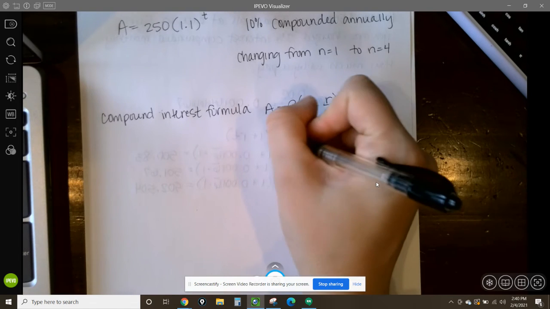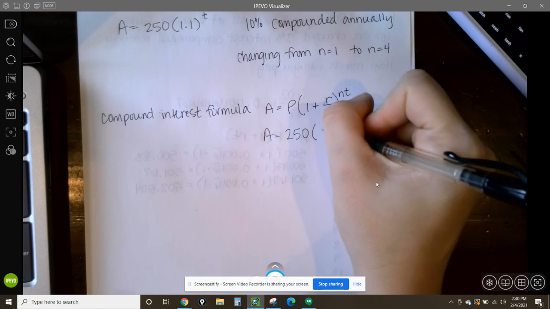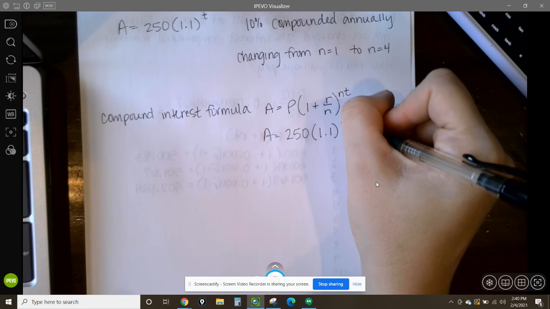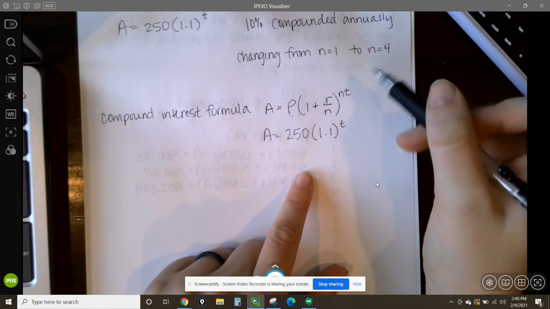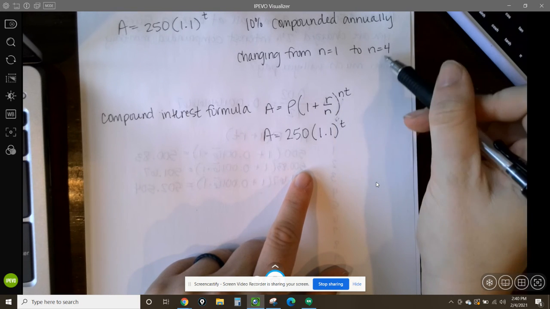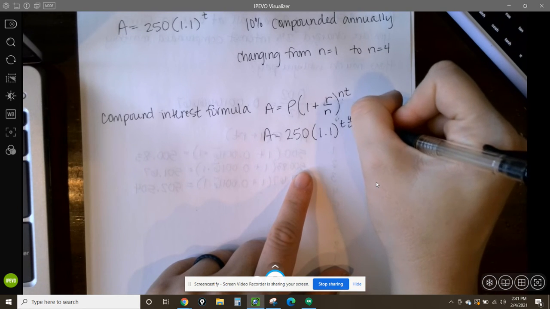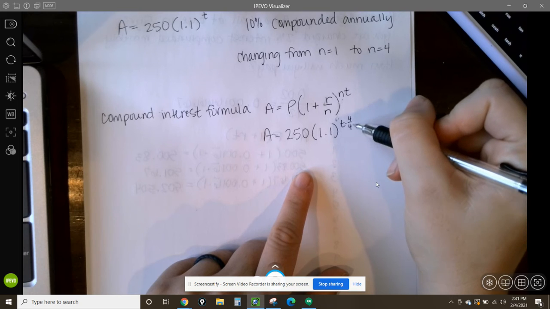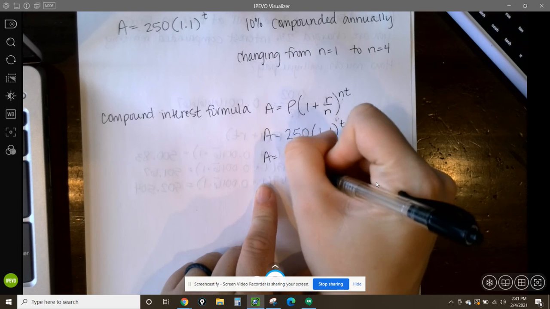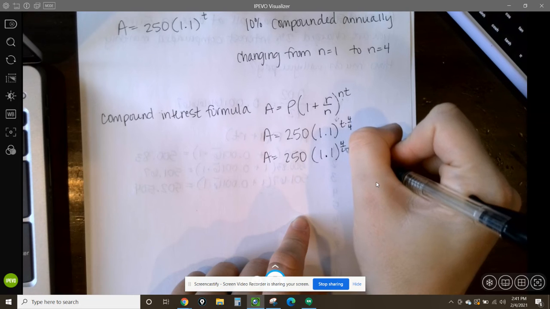All right, so I'm going to write down our equation. 250 was the principal, and then we had 1.1 to the t. Okay, so we need to now change this. Our coefficient right now in front of the t is 1 because it's compounded annually, but we want it to be 4. So we're going to multiply this by 4 over 4, because 4 over 4 is the same as 1. It's just a unit fraction. So when I do that, I have 1.1 to the 4 over 4t like this.